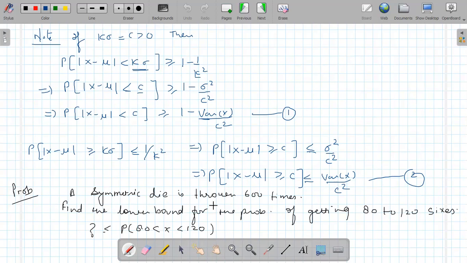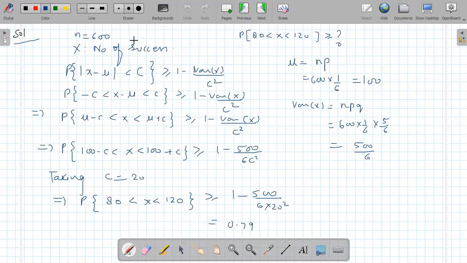So a symmetric die is thrown 600 times. We have to find the lower bound for the probability of getting 80 to 120 sixes. Means the probability of getting 80 to 120 sixes at most how much should it be? At most. Lower bound means at most. If we are asked upper bound, that means at least how much it can be, right?